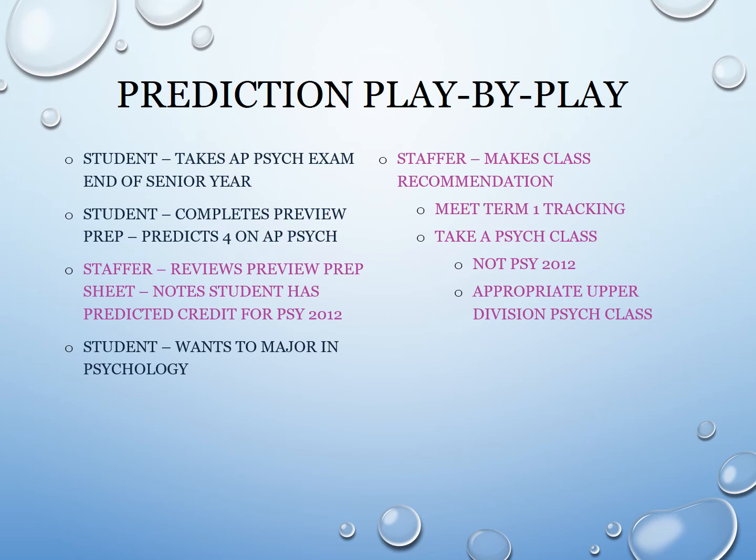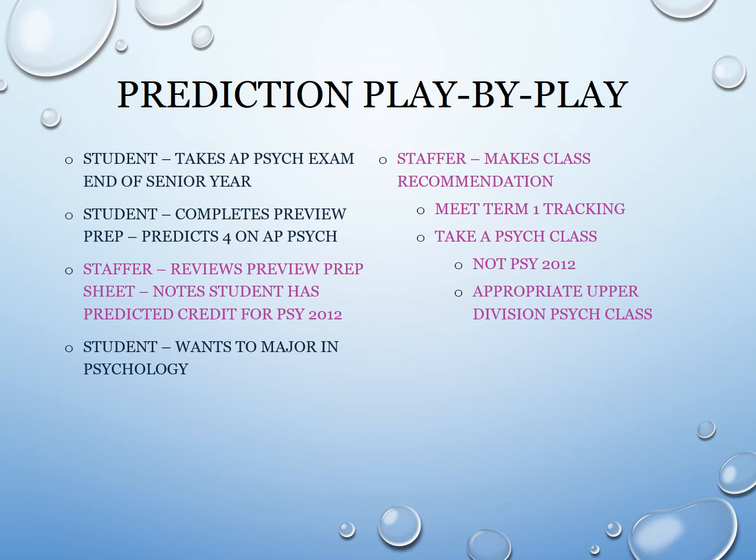So once you know the student wants to major in psychology and you've noted on the prep sheet, you're like, okay, I have to follow up with the student on this. You're going to make a class recommendation. You obviously want to check Term 1 tracking for psych, but you also are going to probably recommend that they take a psych class to help explore that major, since that is what they indicated they would like to pursue.